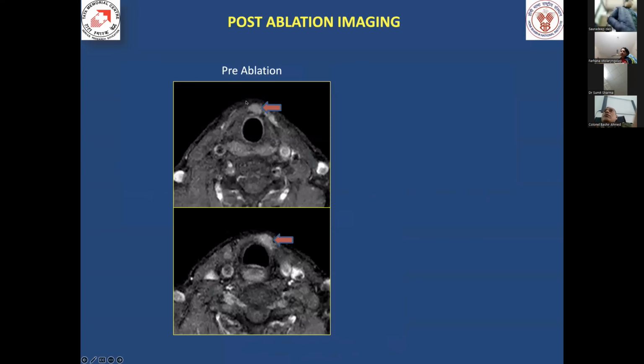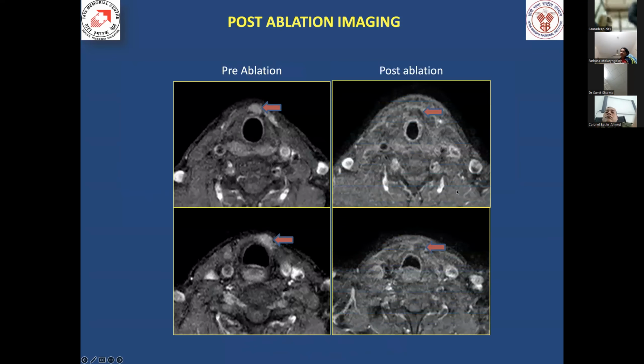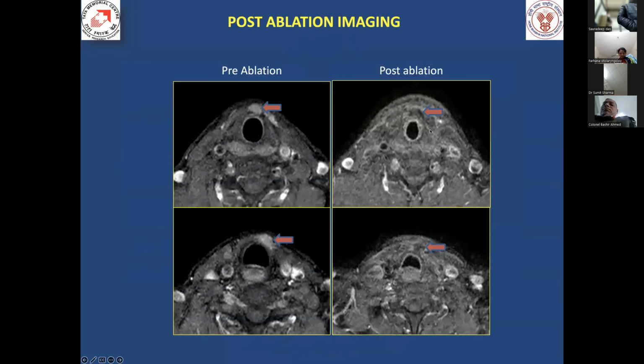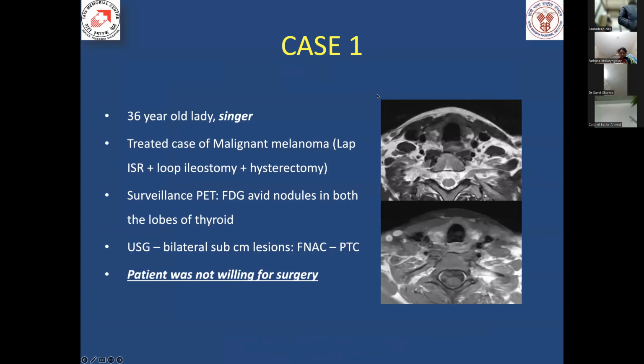So the follow-up, this is pre-ablation, you could see the enhancement, and this is post-ablation. After 3 months, there is no enhancement, and even the patient's tumor markers are under limit, and he is under observation. So that was the first case, which had come for recurrence, and now this is a second case which we did at ACTRAC actually.